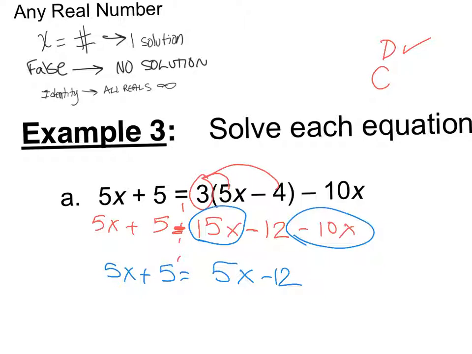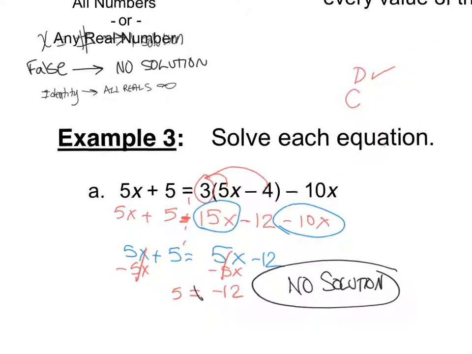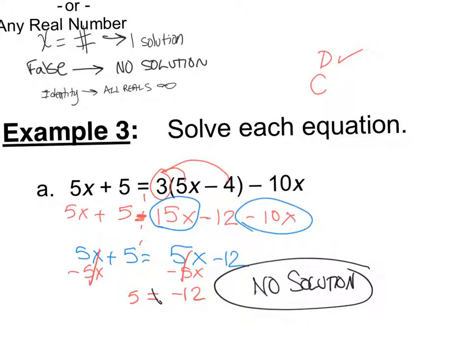Oh, it's no solution. And the reason it's no solution is if I minus 5x to bring it with the guy on the left, that cancels out and I get 5 is equal to negative 12. Is that true? No, it's not. So the answer is no solution. If you find that the statement you get at the bottom is a false statement, like a number equal to a different number, that's always no solution.